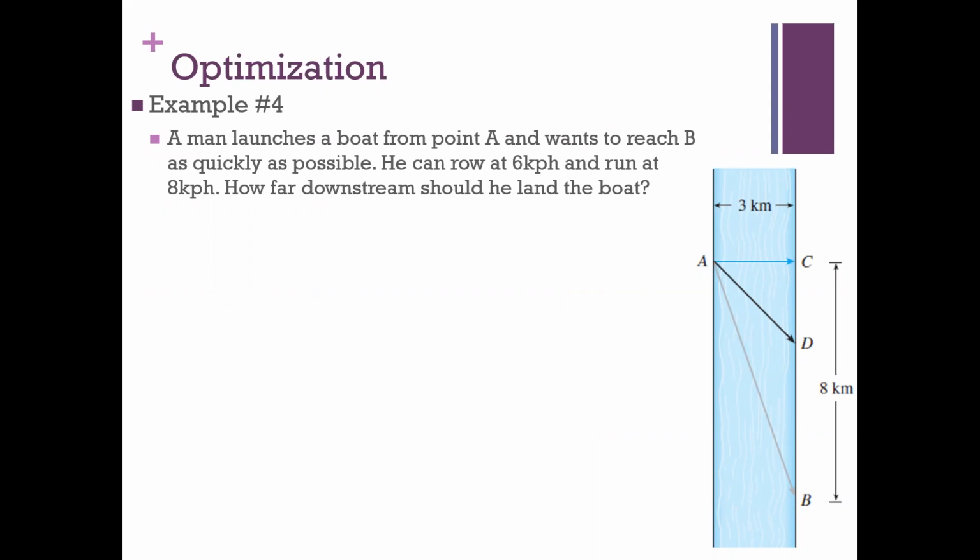A picture drawn. A man launches a boat from point A, wants to reach B as quickly as possible. He can row at 6 kilometers per hour and run at 8 kilometers per hour. So basically, he's deciding where that point D is. And we're assuming this river is still enough that it's not affecting the speed that he's rowing. So we have a picture.